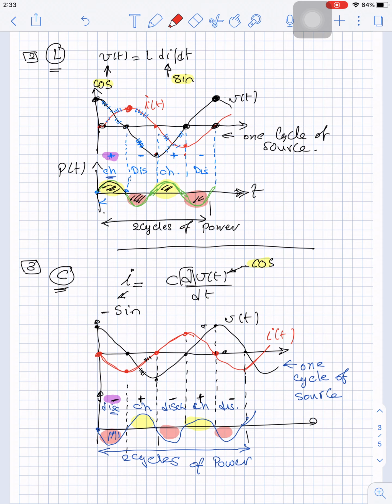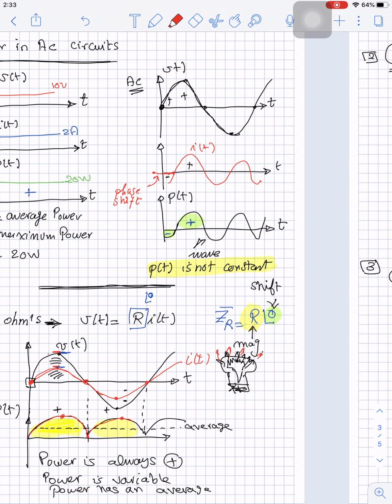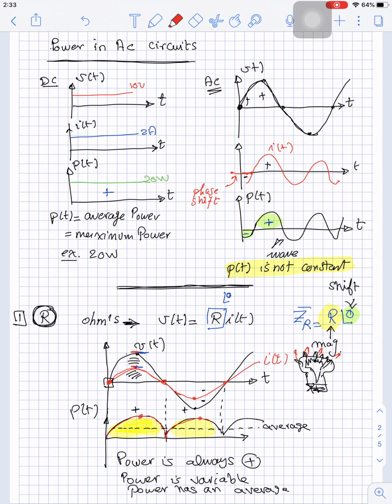Comparing L and C, they have the same behavior: oscillating power with double the frequency, with 0 average, positive and negative, so you charge and discharge. But the inductor and the capacitor are opposite. When the inductor charges, the capacitor discharges, and when the capacitor charges, the inductor is discharging. So now we compared the power in DC, the power in AC for a resistance, the power in AC for an inductance, and the power in AC for a capacitance.